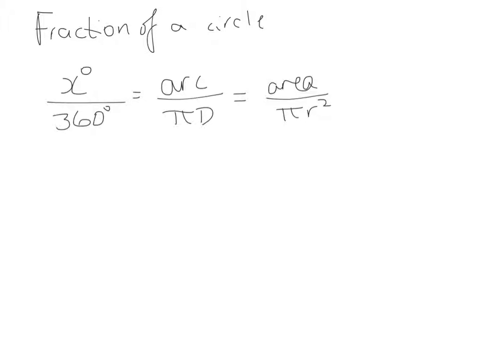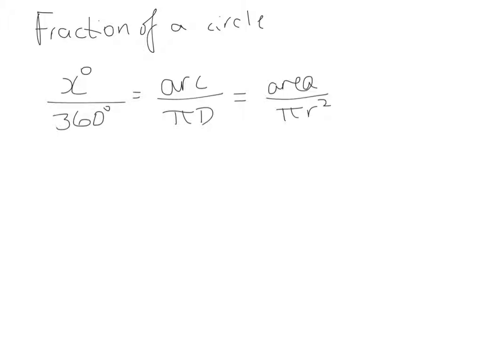Okay, here we're going to look at another formula we can use to work with circles. Now, it's not really a formula, but it is something that is particularly useful. This was certainly the way that I was taught to do circles when I was at school. And it's using these three ratios here. It's x degrees, so it's your angle over 360. That's equal to your arc over pi d, which is equal to your area over pi r squared.